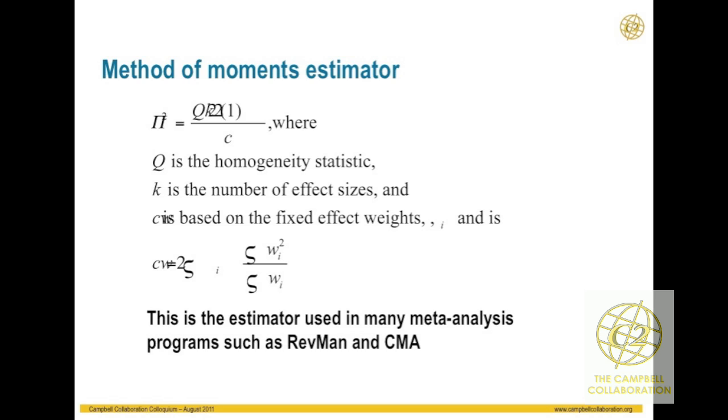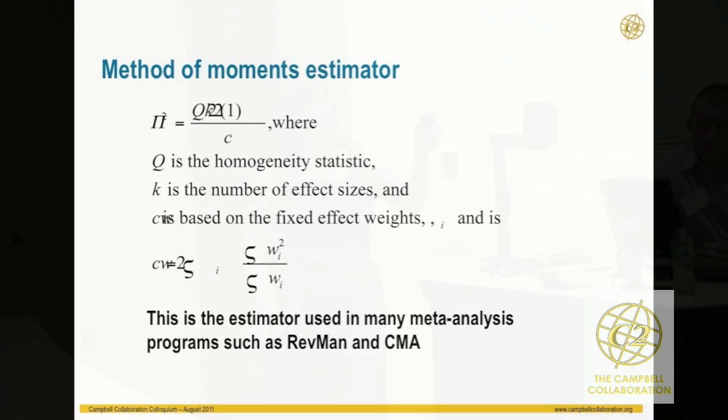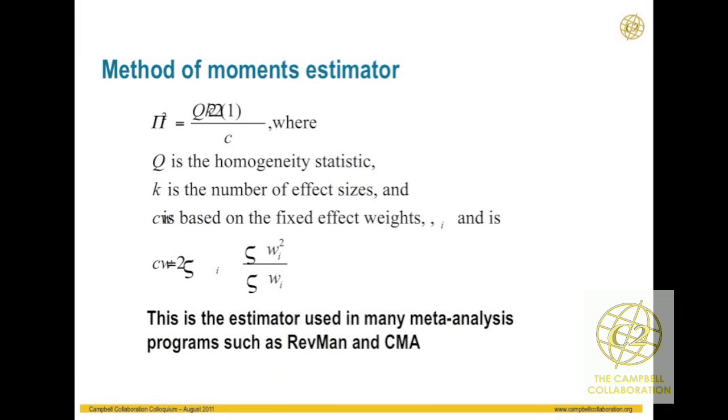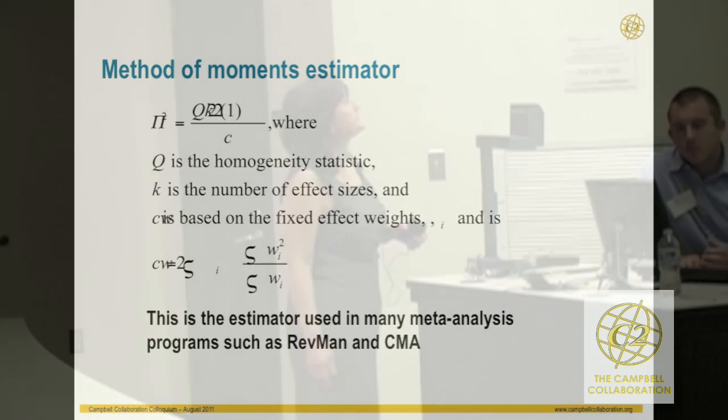It's also based on K, the number of studies we have, the number of effect sizes we have in our meta-analysis, and it's also based on this thing called C. If you look at C there, it's some combination of the weights, and these are the fixed effect weights. So it's based on the variances of each of our individual effect sizes. And again, this is the estimator used in many meta-analysis programs, such as RevMan and Comprehensive Meta-Analysis, because it has a closed form solution. It's easy to compute.